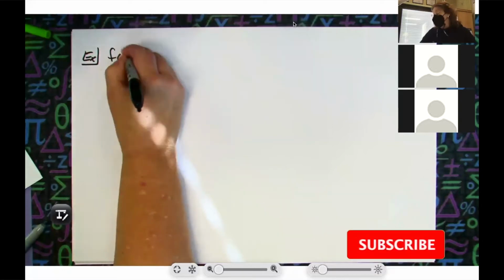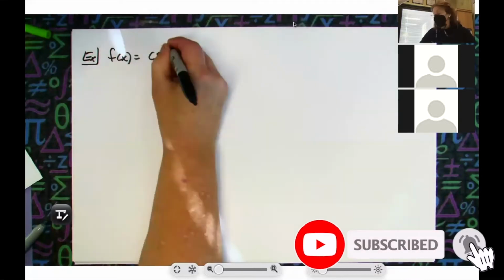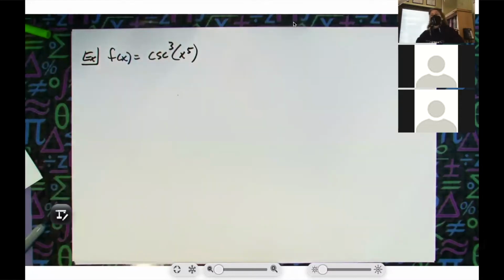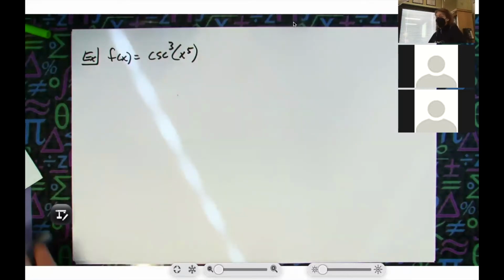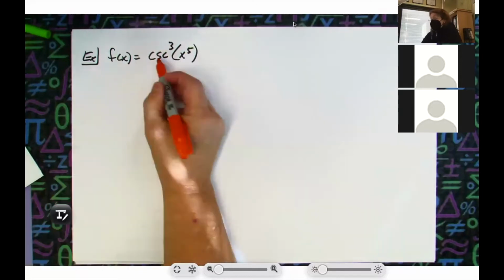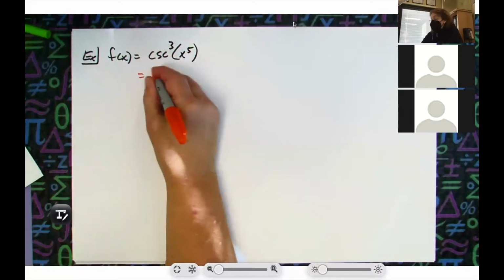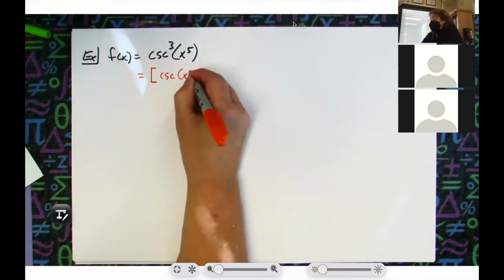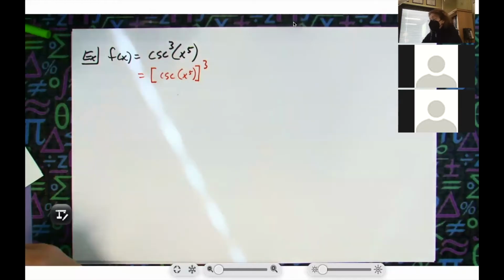All right, let's take a look at, say, f of x is equal to cosecant to the third of x to the fifth. Cosecant to the third, x to the fifth. First of all, it's a cosecant, so it's not just your sine or cosine. It is to the third power. Before you even start, you've got that exponent 3 right there in the middle of it. Rewrite it so that you see cosecant of x to the fifth raised to the third power.